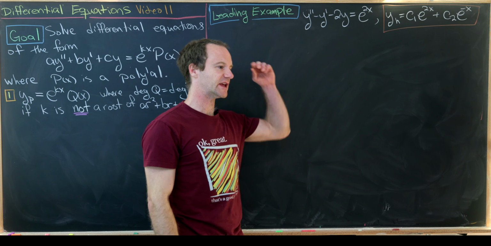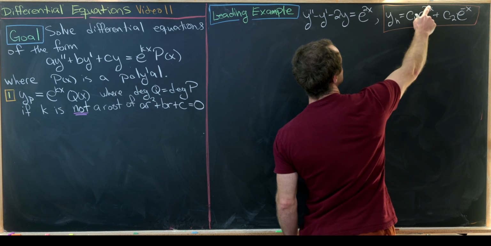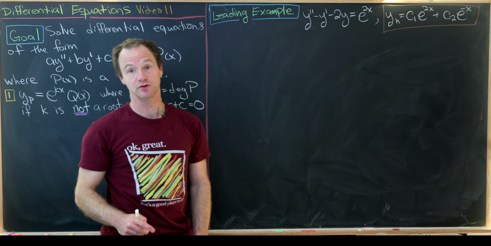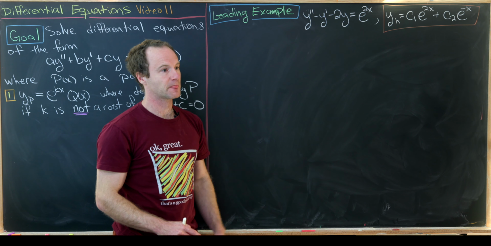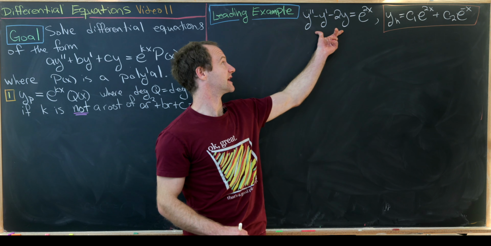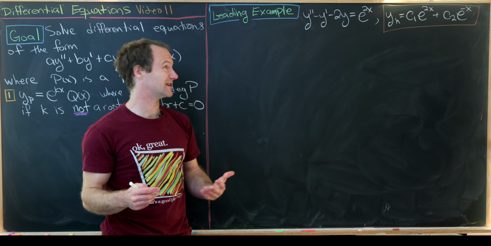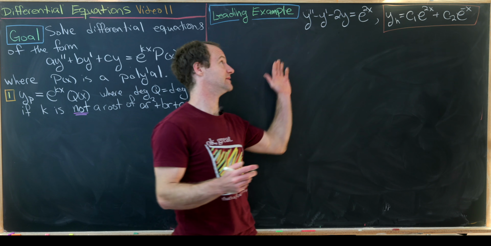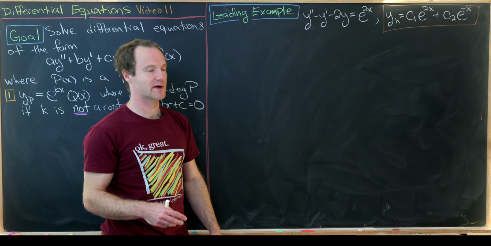But since 2 is a root of the corresponding polynomial, we know that e to the 2x is a solution to the corresponding homogeneous differential equation. That means if we plug in something times e to the 2x into the left-hand side, everything just cancels out. And the fact that everything cancels out means it can never be equal to e to the 2x, and that would be problematic.